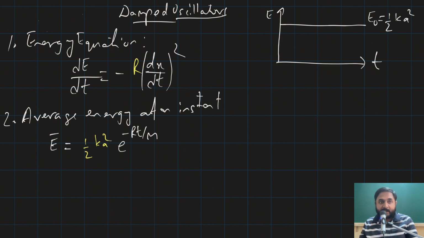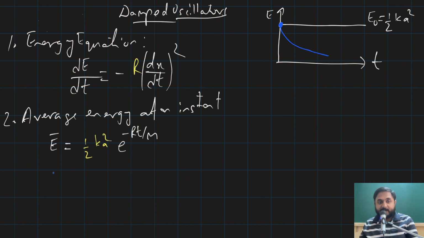That means when time t is equal to 0, the energy of a damped oscillator and the energy of an undamped oscillator will be same. At this point the energy of damped and undamped will be same, but after that, the damped oscillator will continuously lose energy exponentially. It will lose its energy exponentially.